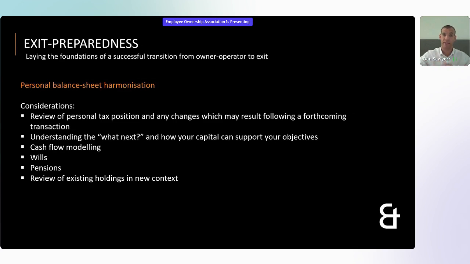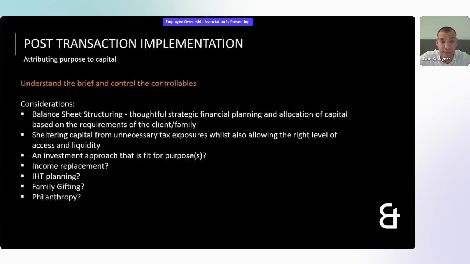So starting to think about existing holdings and pensions in that context is advisable in the run up to a transaction. And that extends also to any existing investment holdings or policies that might have been accumulated over time. Starting to think about those in a slightly different context is advisable in the run up to a transaction. So really, this is about mental preparation and harmonizing the personal side of the balance sheet in light of a forthcoming transaction. If we could flick to the next slide, please.